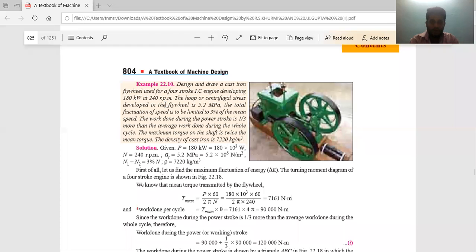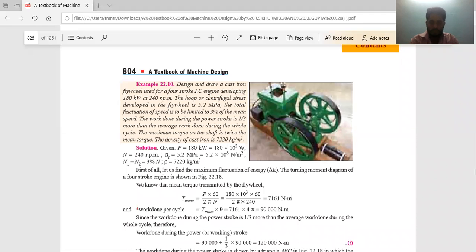Developing 180 kilowatt at 240 rpm. 180 kilowatt is what? Power is given to you. Power is 180 kilowatt. 240 rpm means N is given to you. N is 240 rpm. Hoop or centrifugal stress developed in the flywheel is 5.2 megapascal.